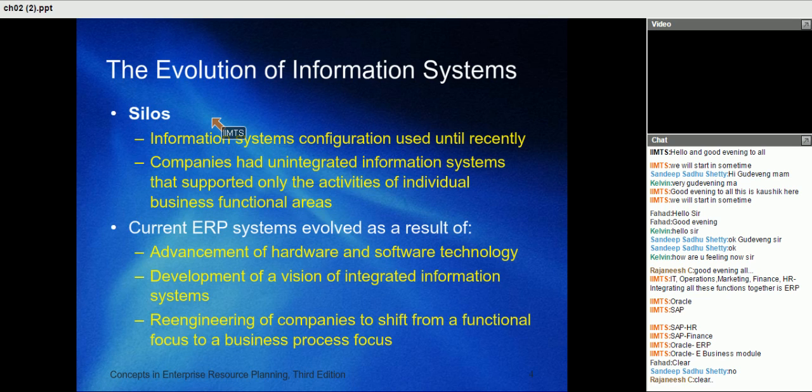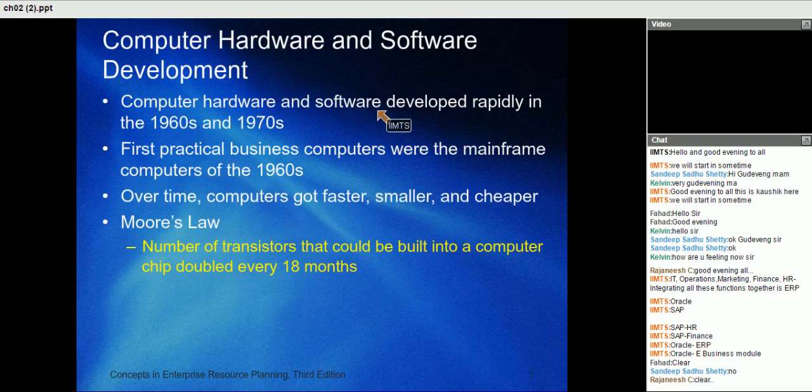So the evolution of information systems: silos, information systems used until recently. Companies had unintegrated information systems that supported only the activities of individual business functional areas. Current ERP systems evolved as a result of advancement of hardware and software technology, development of a vision of integrated information systems, and re-engineering of companies to shift from a functional focus to a business process focus.